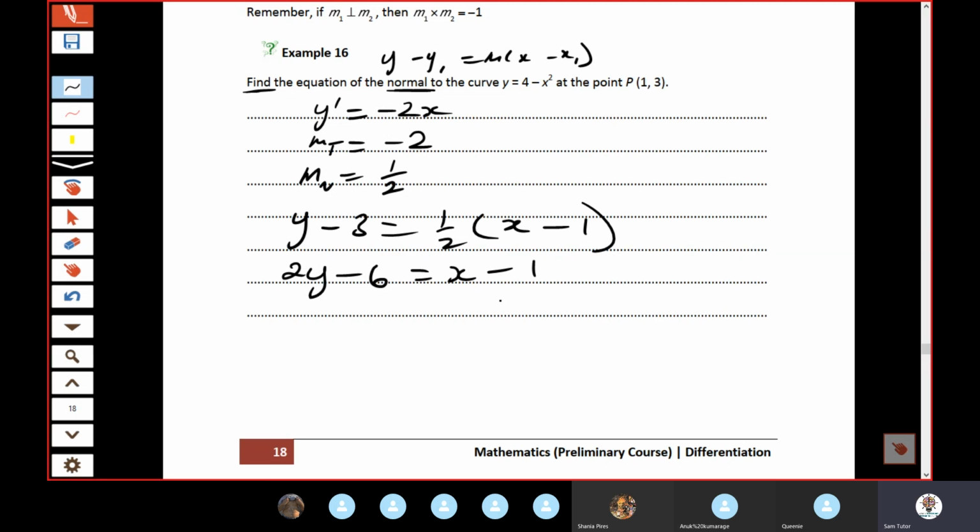No fractions, looks beautiful. In this case, I would probably write it in general form, which means you've got to keep x positive, bring these guys over. Minus 1 plus 6, and you're done. Any questions, anybody? We understand how to find our normals.